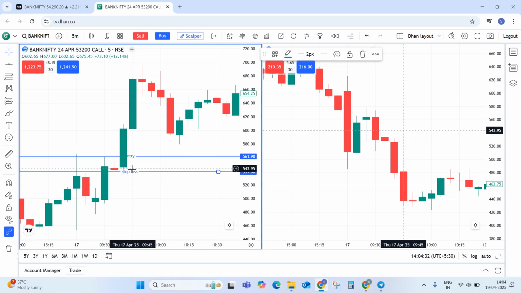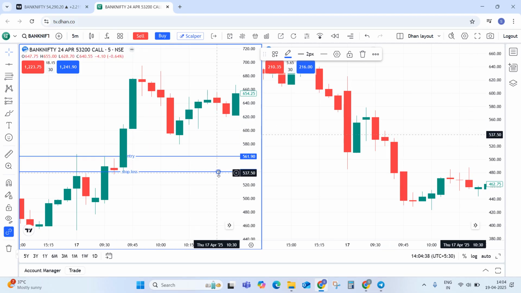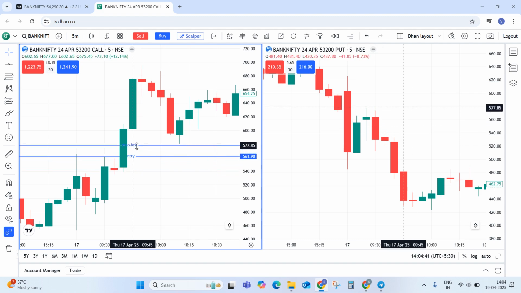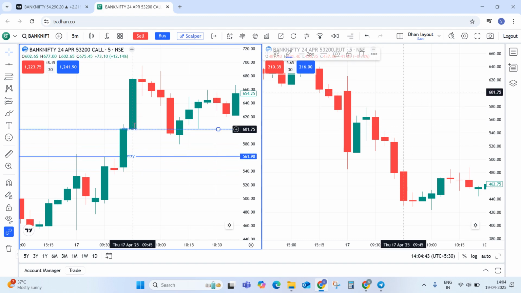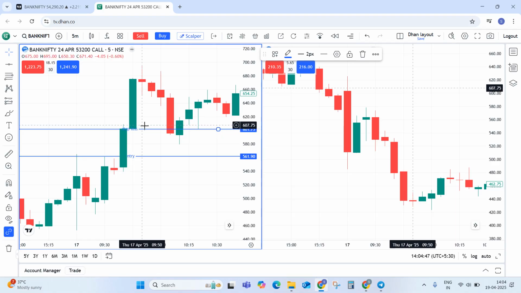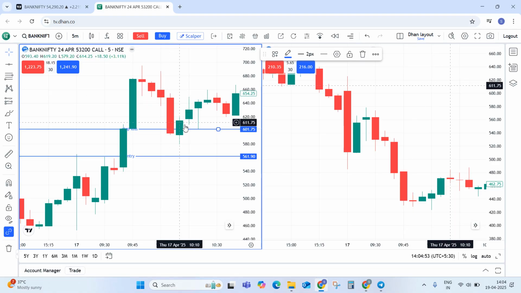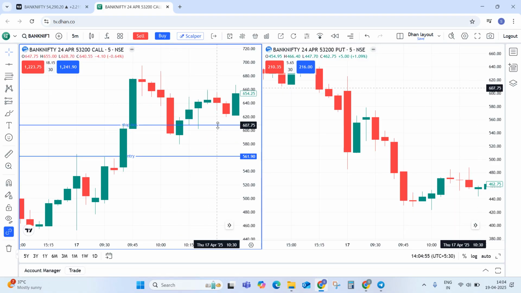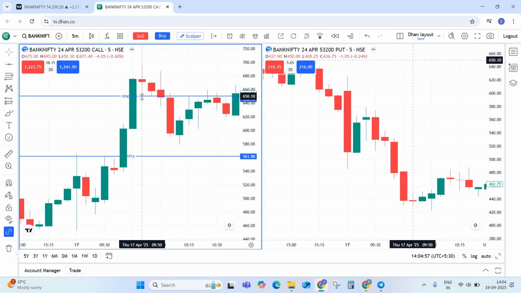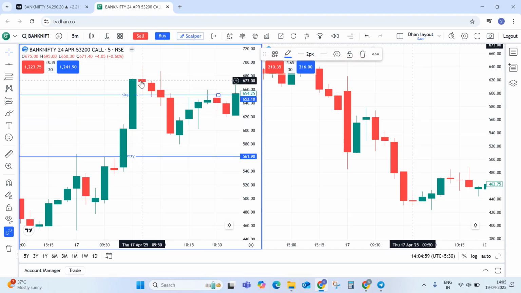See, after that 9:45 candle, this candle closed at 675 rupees, right? So as I mentioned, I will drag the trailing stop loss to the low of the candle. Whenever this 9:50 candle has been closed, as per our theory, we have to drag our trailing stop loss to the low value of this candle.